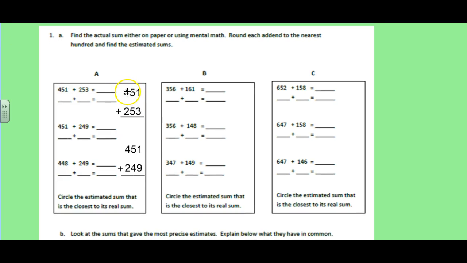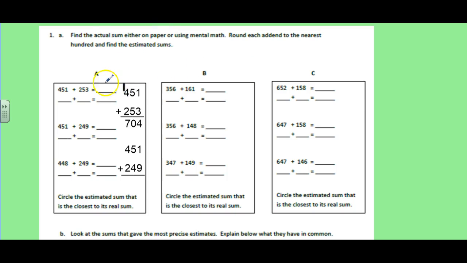Okay, so on your paper you need to have 451 plus 253 written down, and I would like for you to go ahead and add those together. Once you have that added together, you can push play to check your answer. You should have gotten that it was 704.